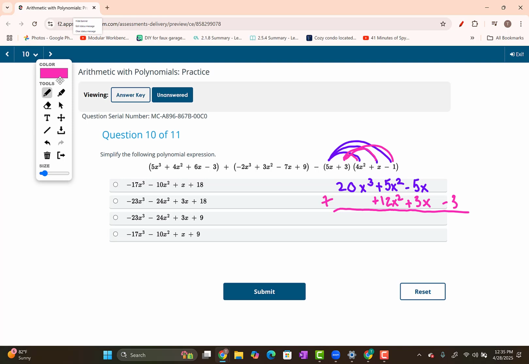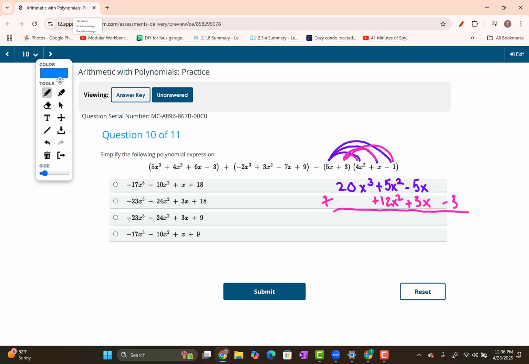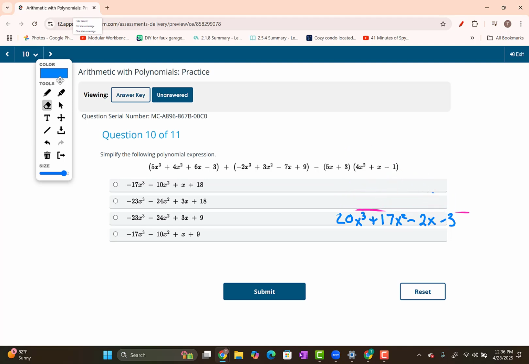So then I'm going to add my like terms together here. And we get 20x to the third. 5 plus 12 is 17x to the second. Negative 5 plus 3 is negative 2x minus 3. So that's what we get when we find the product of those last two polynomials.